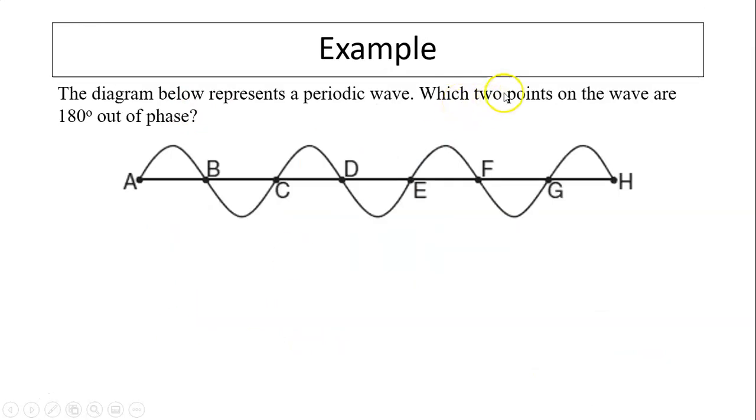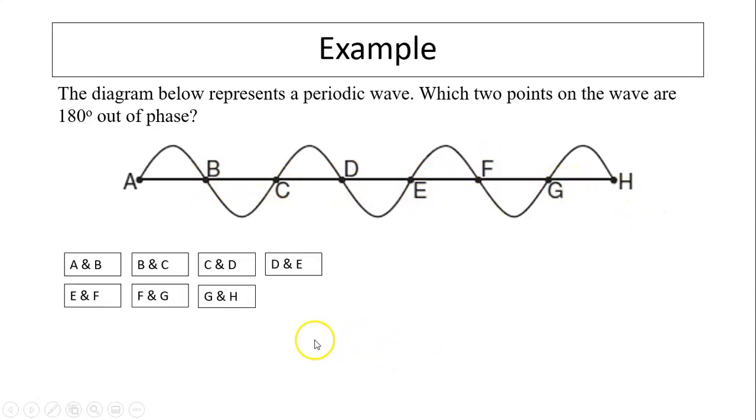Another example. Again, which 2 points are 180 degrees out of phase? 180 degrees out of phase is half a wave. So here is a cycle. A to C is one cycle. A to B is half a cycle. B to C is another half. C to D, D to E, E to F, F to G, and G to H. All those points are half a wavelength apart, so they are 180 degrees out of phase.